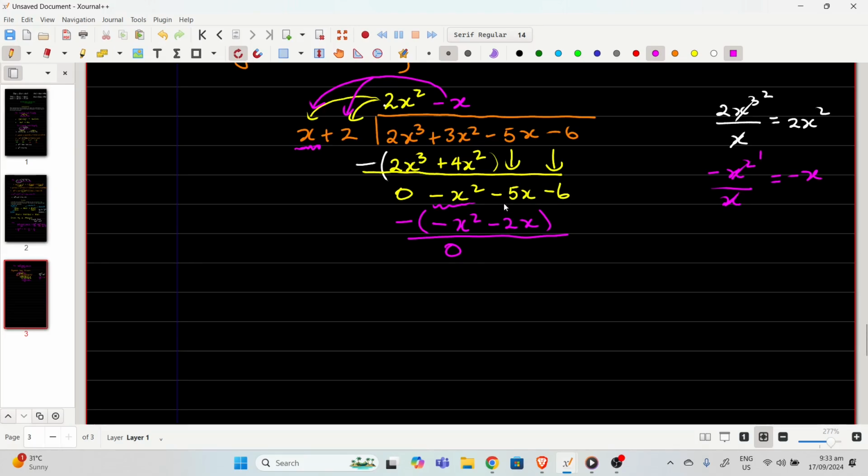So negative 5 plus 2 is going to give me negative 3x minus 6. And then I work on the last part. I bring down this 6 here to get that negative 6. Then I work on the last part, so I am working on the negative 3x, and I'm dividing it by the x again. I'm getting negative 3.